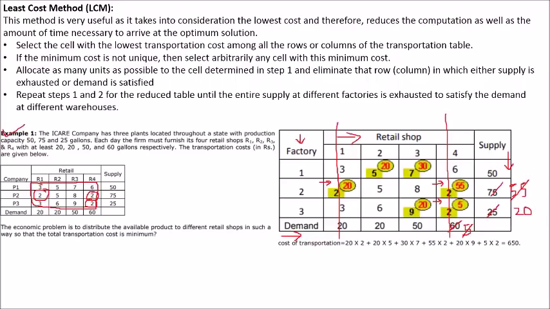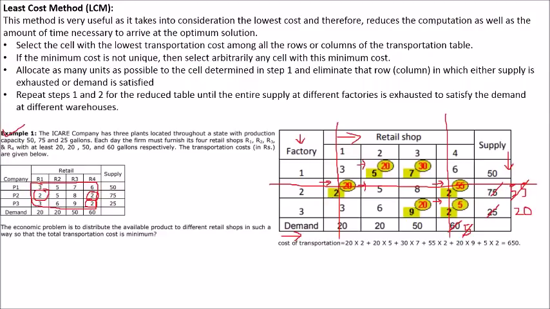Now I'm going to check what is the least cost available after this. These are the remaining cells. Out of the remaining cells, 5 is the least cost. So here there is a 5 and here also there is a 5. Now the supply in this row is already exhausted, so I'm going to cancel this row.